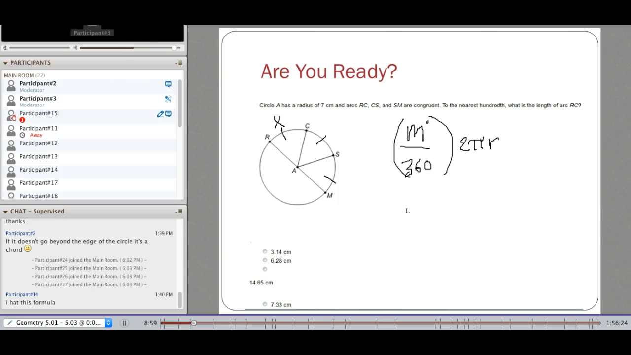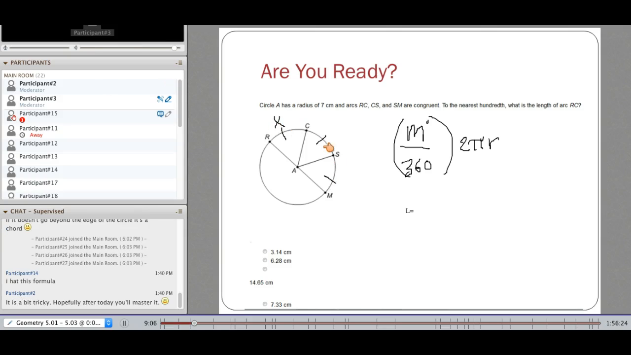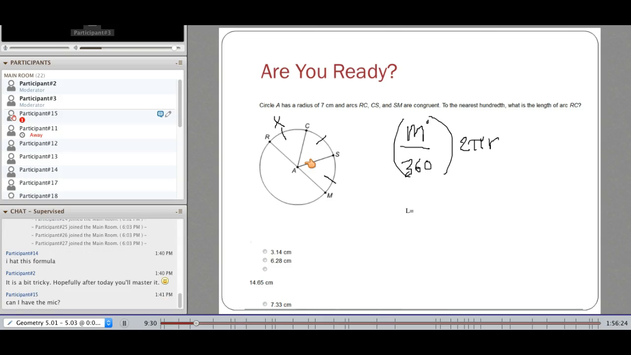And so we need to figure out the central angle here, and we can figure that out because all of these arcs are equal to each other, and this is a semicircle. We can figure out what each of these angles are, so we can figure out that central angle. All right, John, take it away. Yes, absolutely, John. Okay, now you have mic privilege.